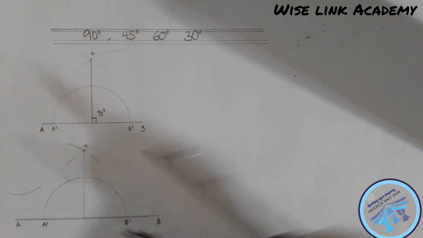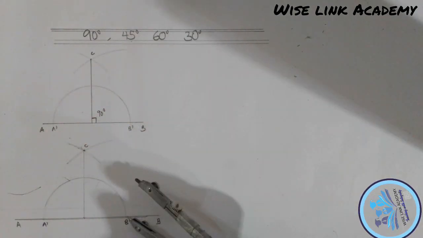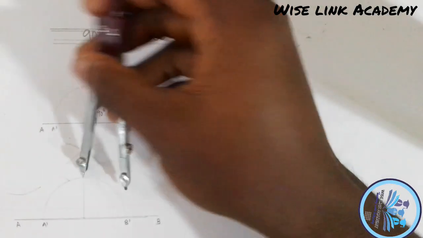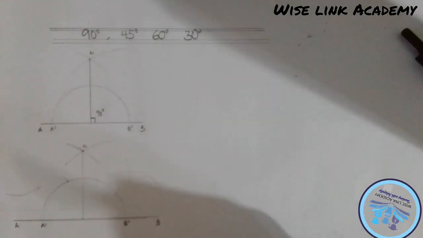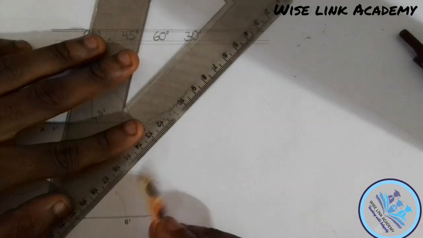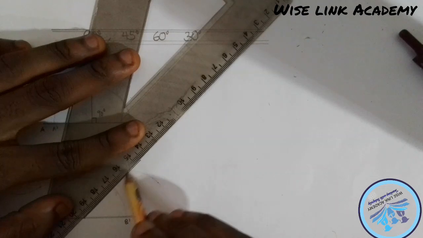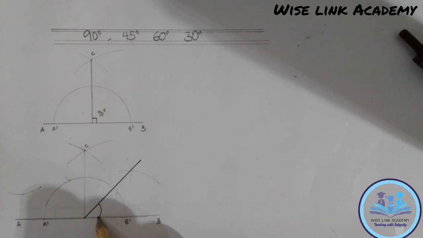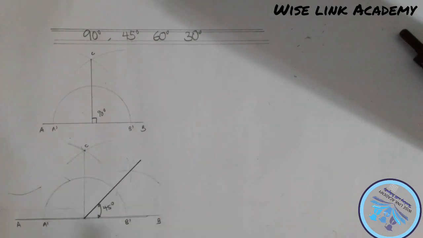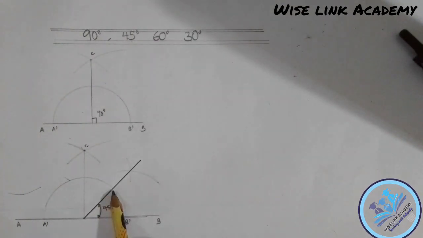Next, I take my compass and, with a radius of my choice, at this point strike an arc here, and at this other point, with the same radius, strike an arc here. Where those arcs meet, connect to this middle point here. That tells you that from this point to this point is 45 degrees. So this is what I need. So I've drawn this line.